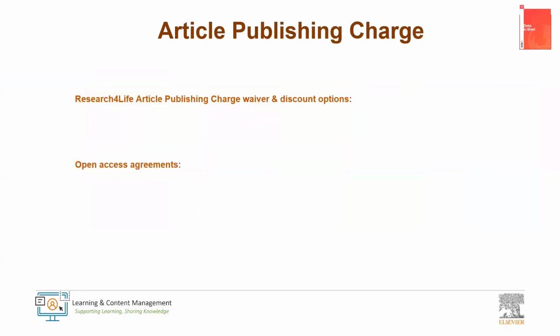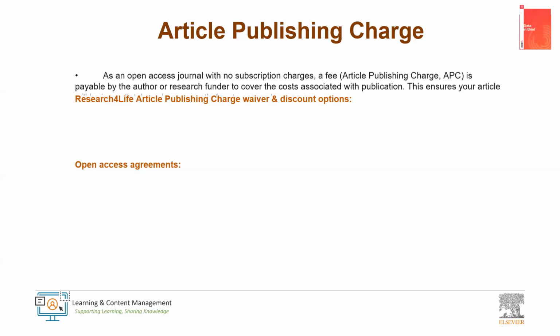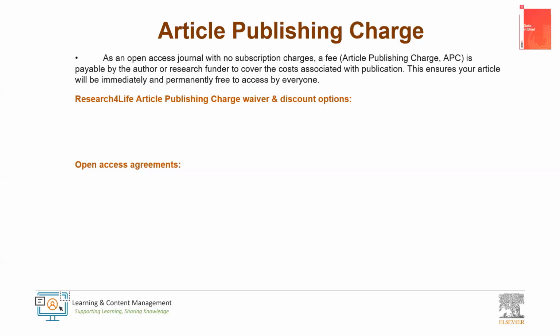Now we will move on to understand a little bit more on the article publishing charge. So as an open access journal with no subscription charges, a fee, which is an article publishing charge, APC, is payable by author or research funder to cover the costs associated with publication. This ensures that your article will be immediately and permanently be free to access by everyone.